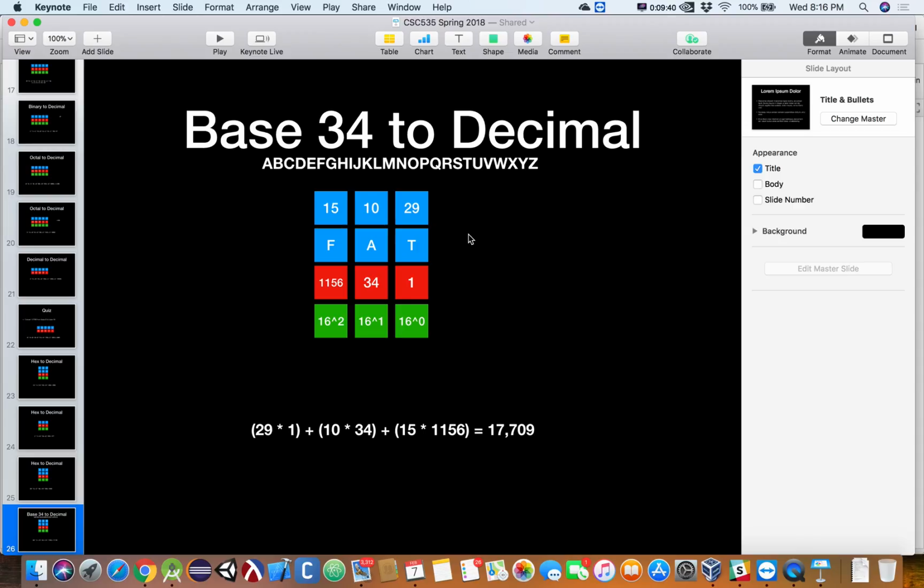All right, so for base 2, though, if we had to represent 17,709 from decimal into binary, it could be a pretty big binary number, right? Big old long string of zeros and ones. Not real friendly for us.